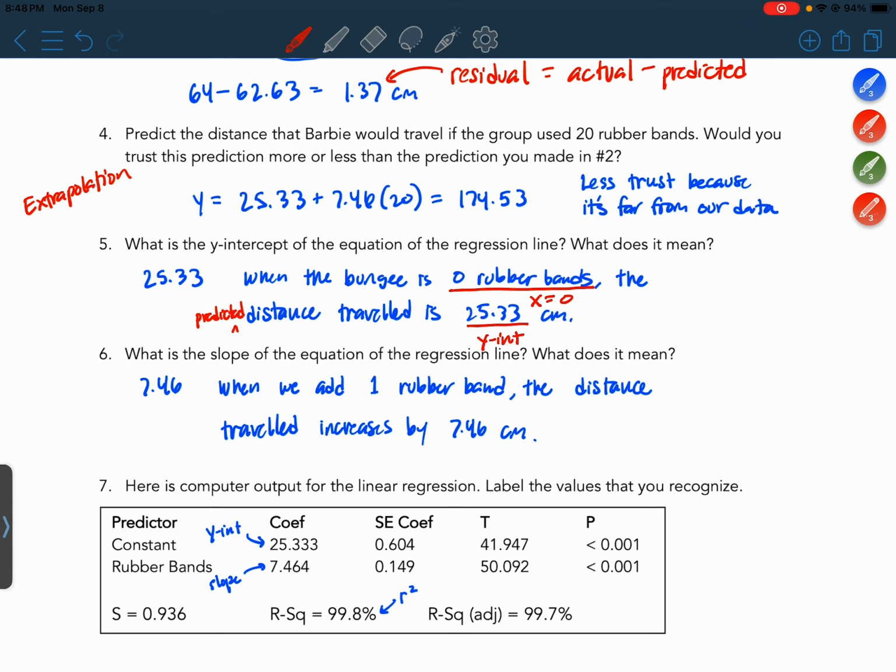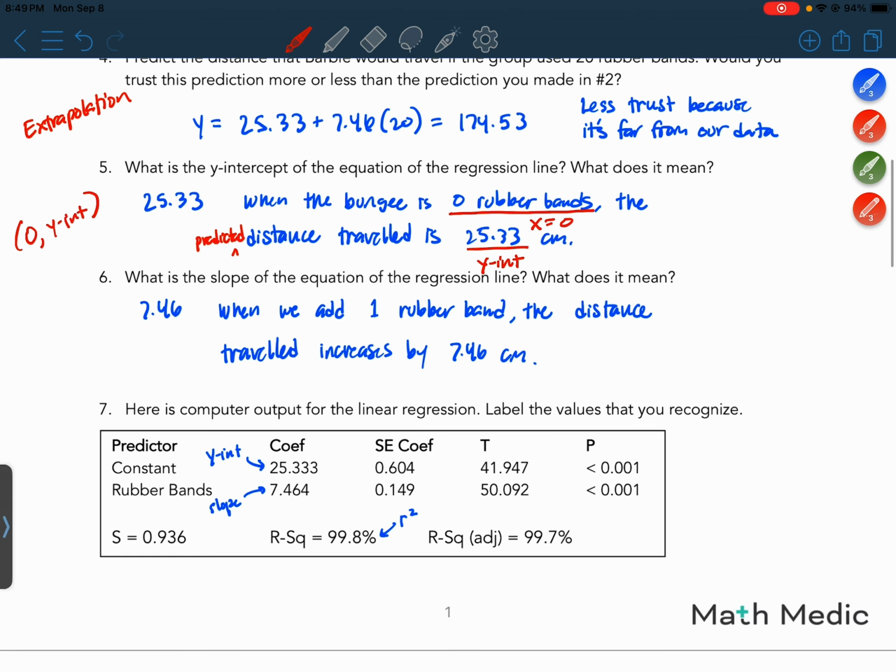We can think of it as an ordered pair, right? So 0 is the x value, and then 25 and a third, or the y-intercept, would be the y value in that ordered pair. Okay. I think in Algebra 1, they refer to the y-intercept as like the starting point, right? So what's the first point you plot on your graph, and that usually is on the y-axis or when x equals 0. All right. Now, the more interesting interpretation is actually the slope.